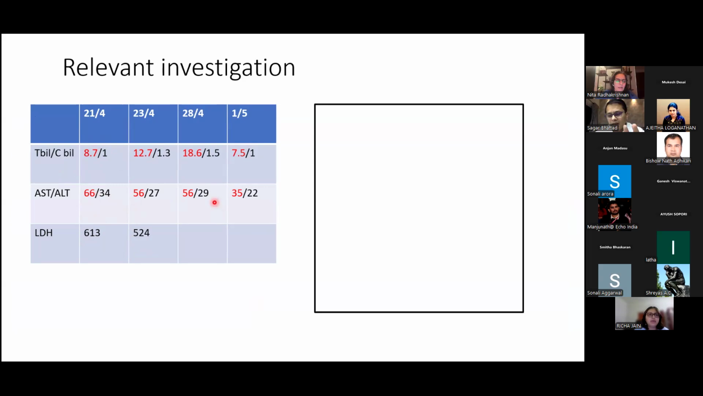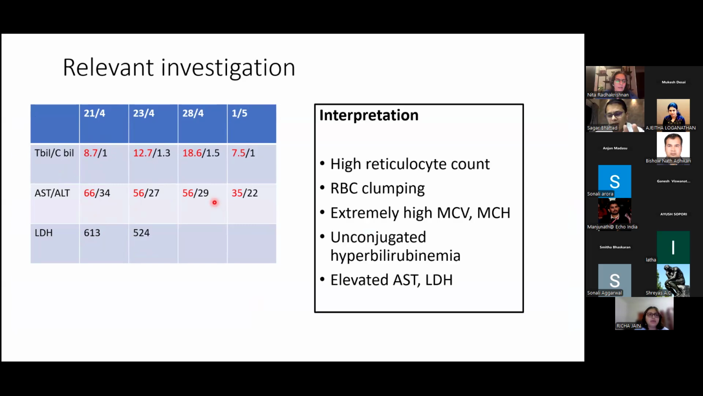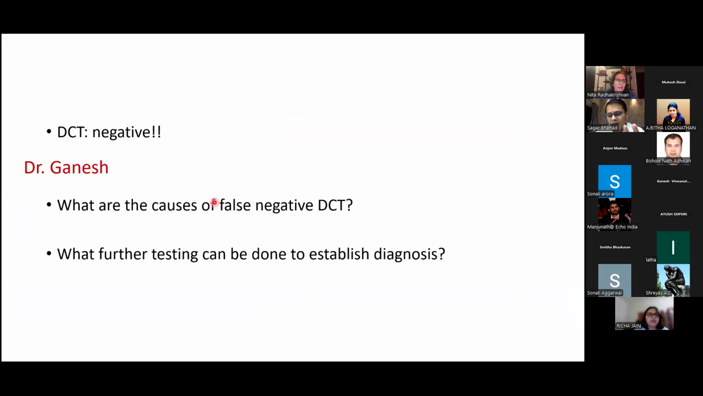Again, as Dr. Neeta pointed out in her initial slides, this was looking more like a hemolytic process going on. So high reticulocyte count, RBC clumping, extremely high MCV, MCH, unconjugated hyperbilirubinemia, elevated AST, LDH. However, the DCT, when we sent it, came out negative. So, Dr. Ganesh, what are the causes of a false negative direct Coombs test, and what further testing can be done in this child?